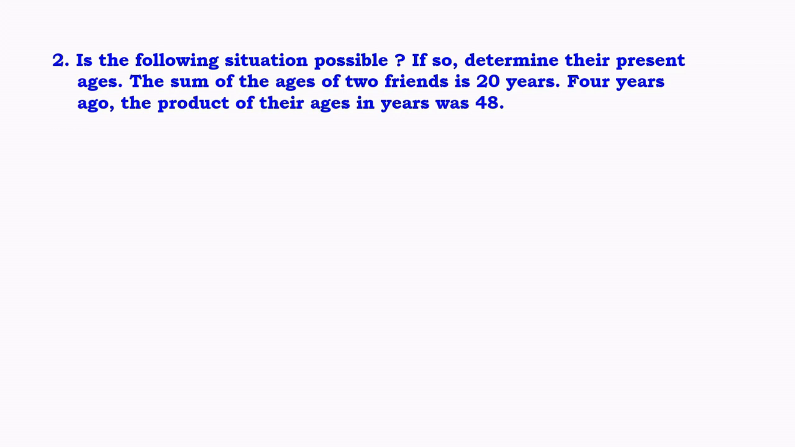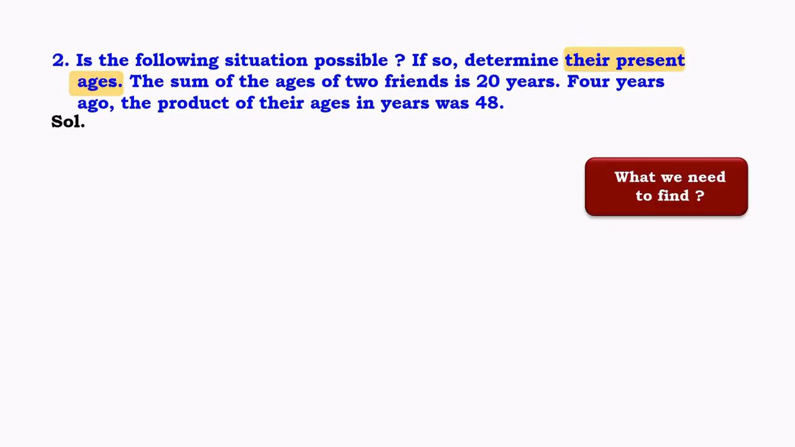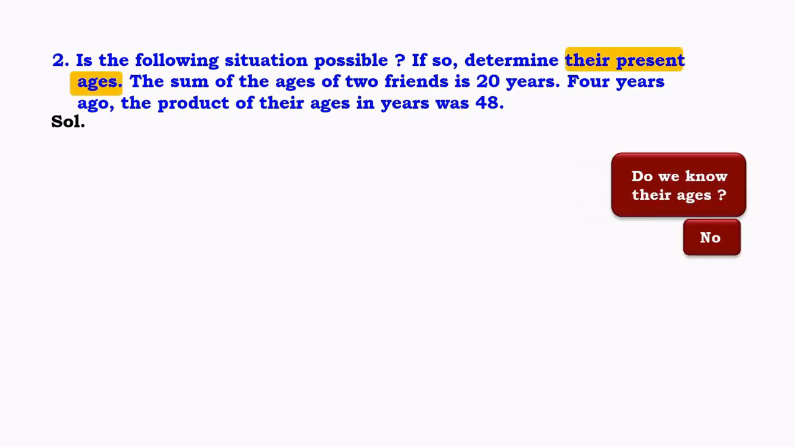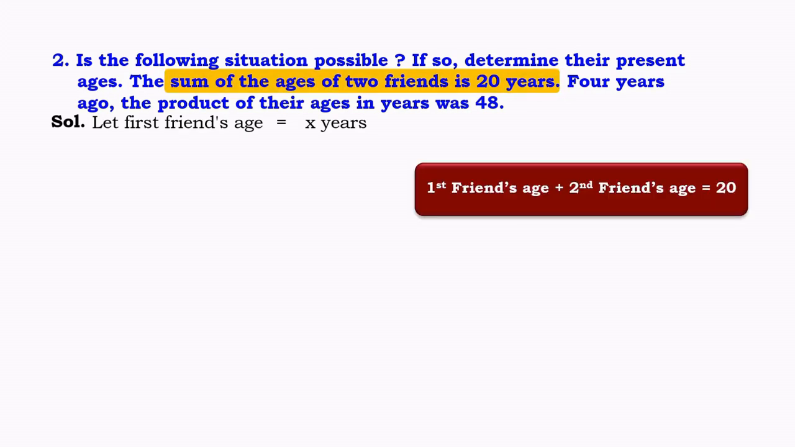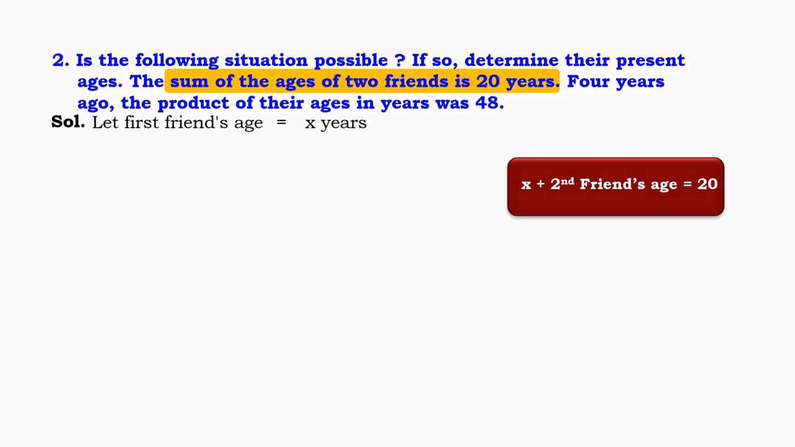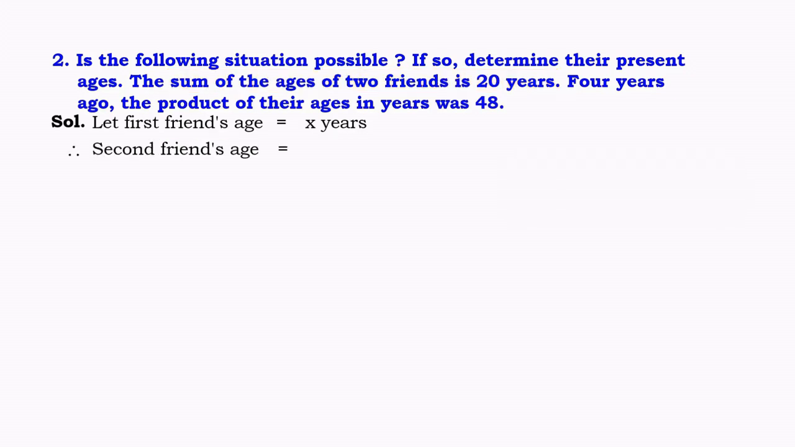Now let us analyze the information given. We need to find the present ages of the two friends. Do we know their present ages? No. So let us assume the present age of the first friend is x years. Since the sum of their present ages is 20 years, the present age of the second friend will be 20 minus x years. Now let us consider their ages 4 years ago.